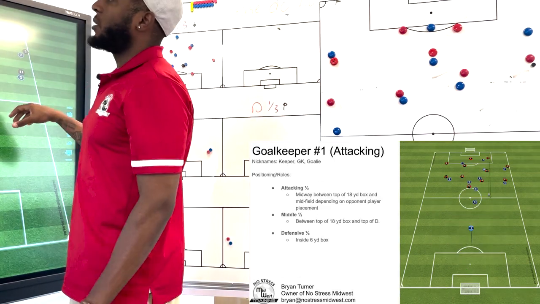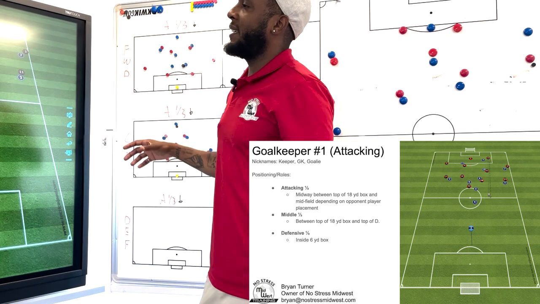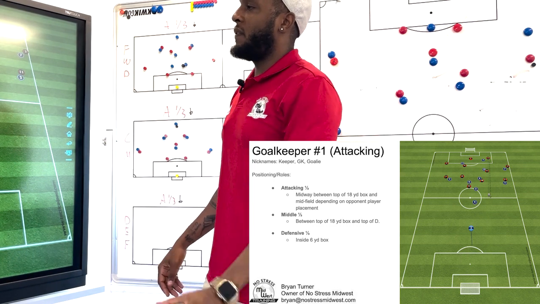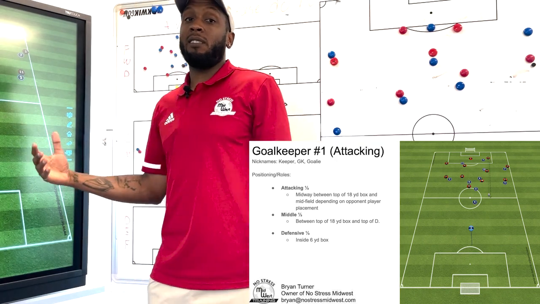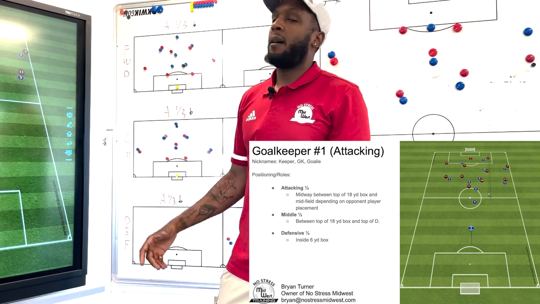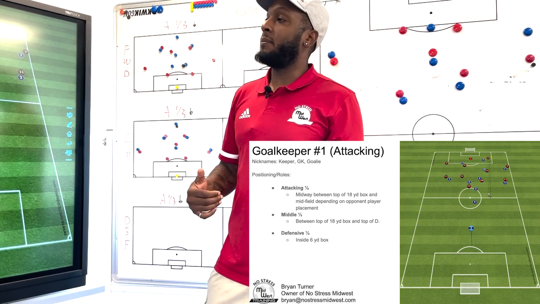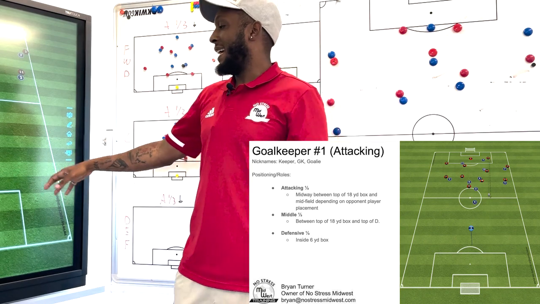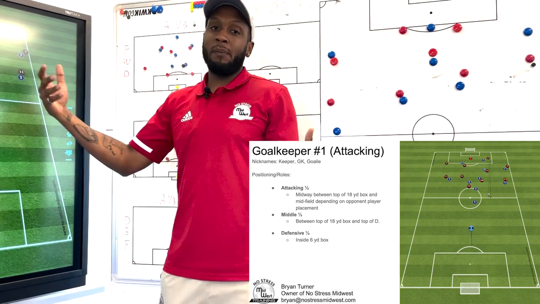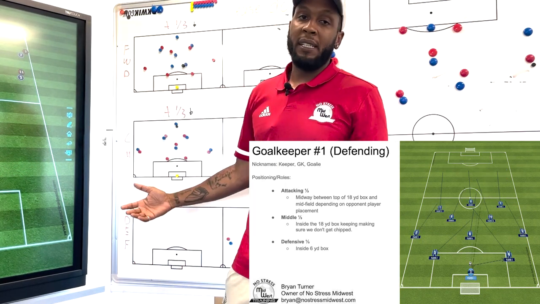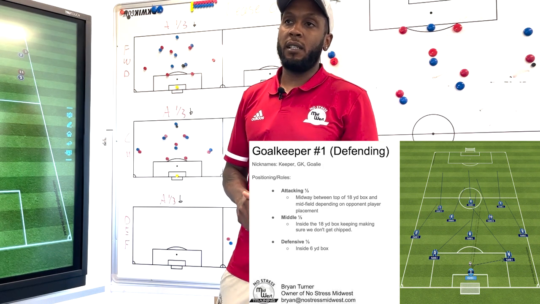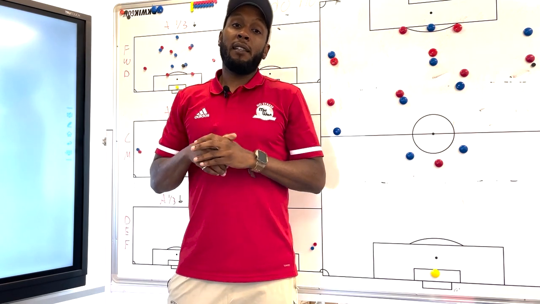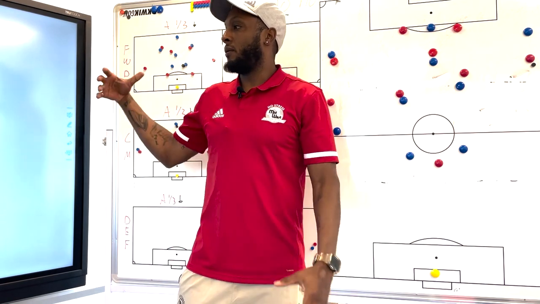Final one here, the goalkeepers. In the attacking third, midway between the top of the 18-yard box and the midfield, depending on the opposition or the opponent player placement. As that ball moves back to the middle third, just kind of staying between the top of the 18-yard box and the top of the D. And then as that ball comes in our defensive third, we're going to be inside our 6-yard box, ready to stop any shots there.